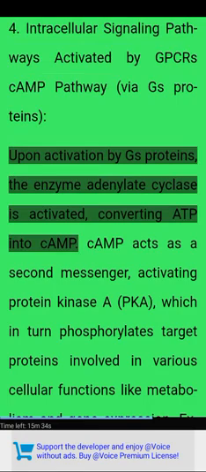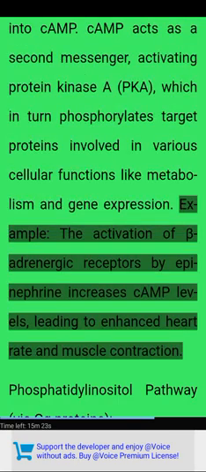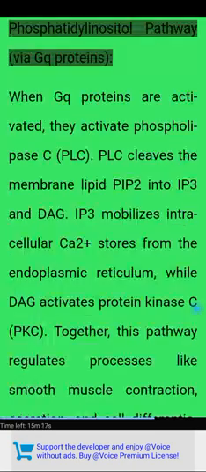Upon activation by Gs proteins, the enzyme adenylate cyclase is activated, converting ATP into cAMP. cAMP acts as a second messenger, activating protein kinase A (PKA), which in turn phosphorylates target proteins involved in various cellular functions like metabolism and gene expression. Example: the activation of beta-adrenergic receptors by epinephrine increases cAMP levels, leading to enhanced heart rate and muscle contraction.